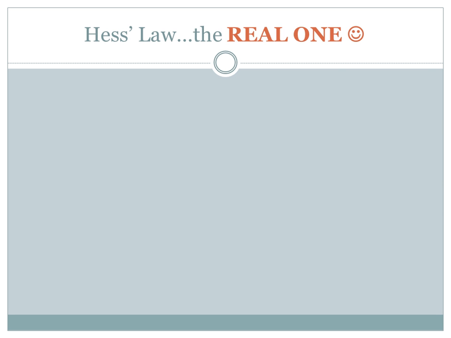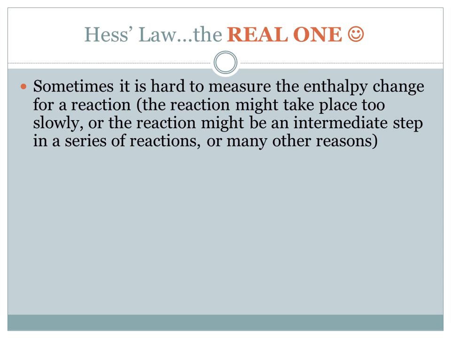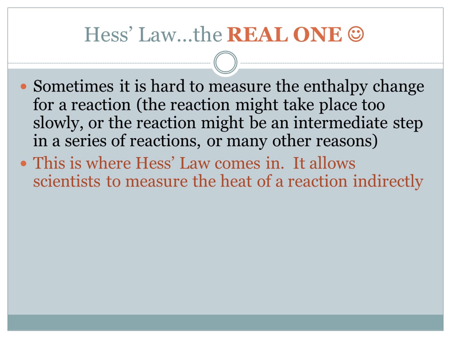So, let's talk about Hess's law. The real one, people. Sometimes it's hard to measure the enthalpy change for a reaction. Either the reaction might take place too slowly, or the reaction might be an intermediate step in a series of reactions, so you can't actually identify the specific reaction you're looking at, or many other reasons. And this is where Hess's law comes in. It allows scientists to measure the heat of a reaction indirectly.